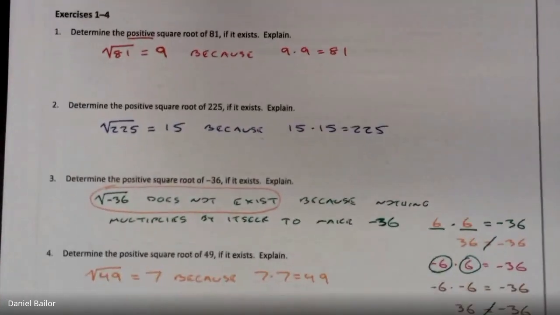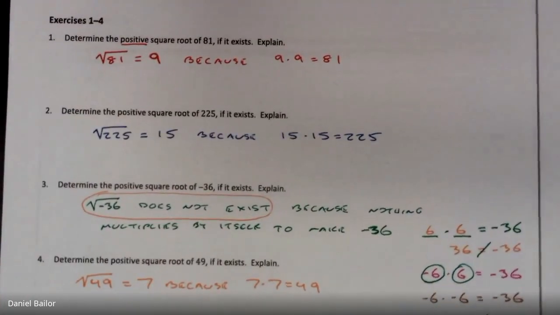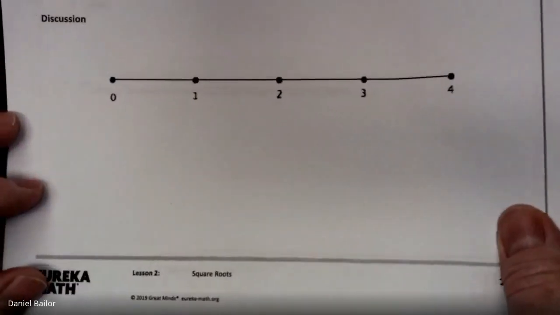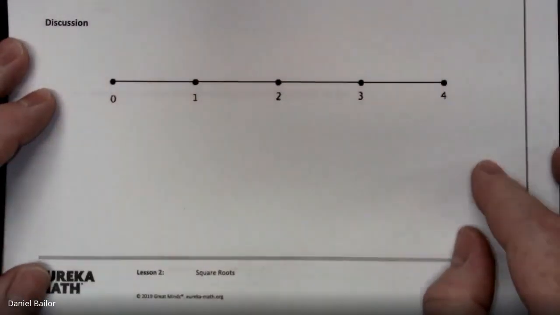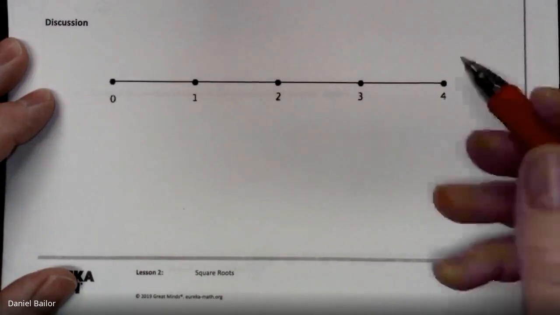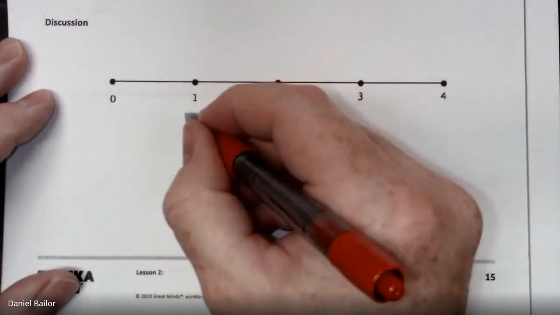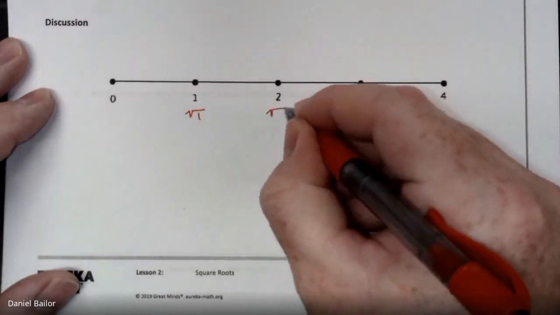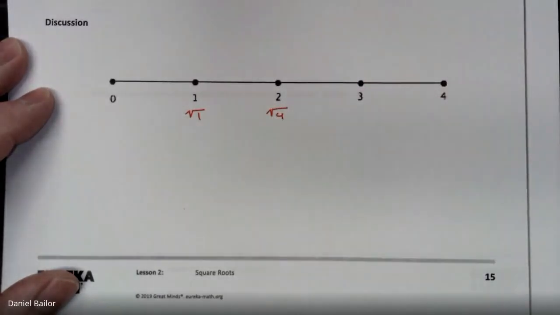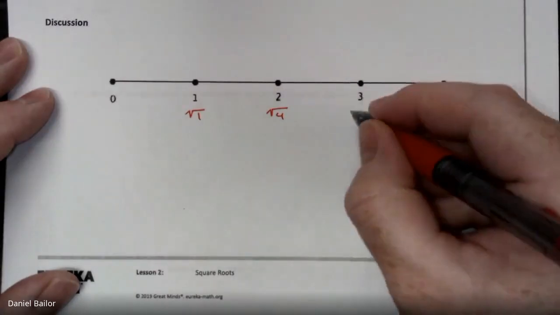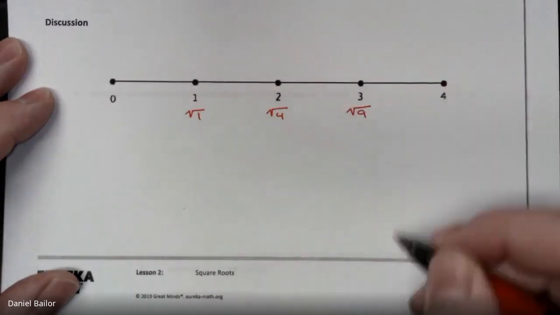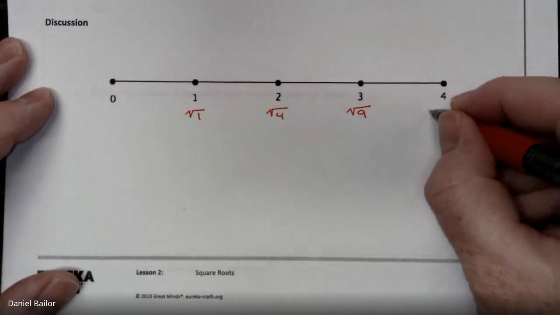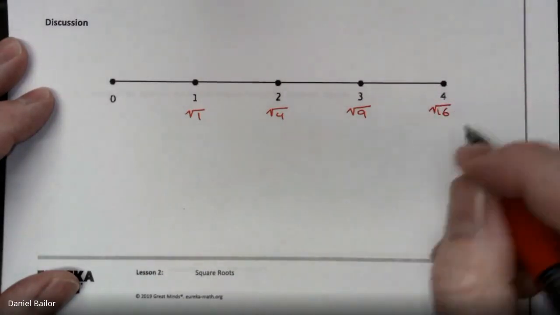There is a thing on the discussion right here. What they wanted you to do right here is put things on a number line. So for example, 1 is the square root of 1. 2 is the square root of 4. 3 is the square root of 9. And 4 is the square root of 16.